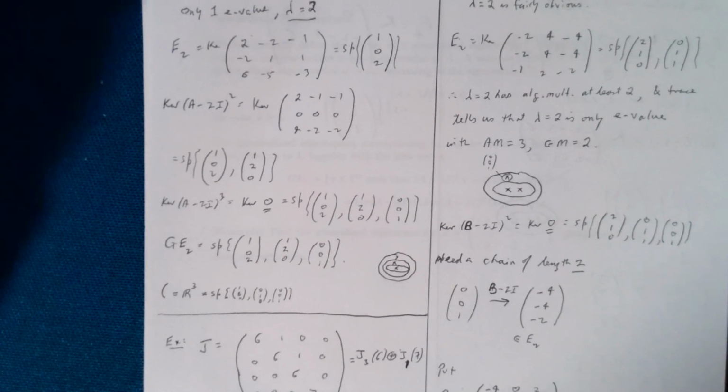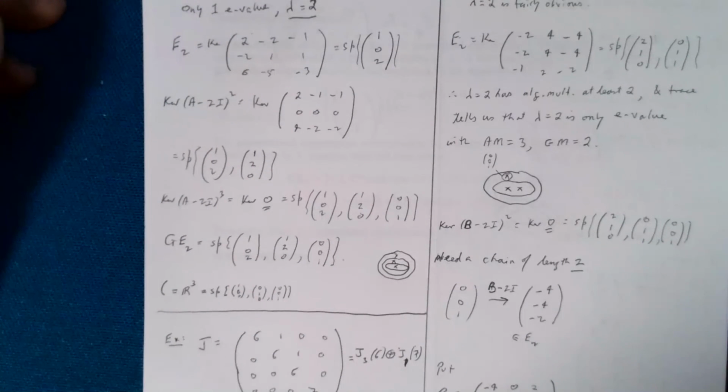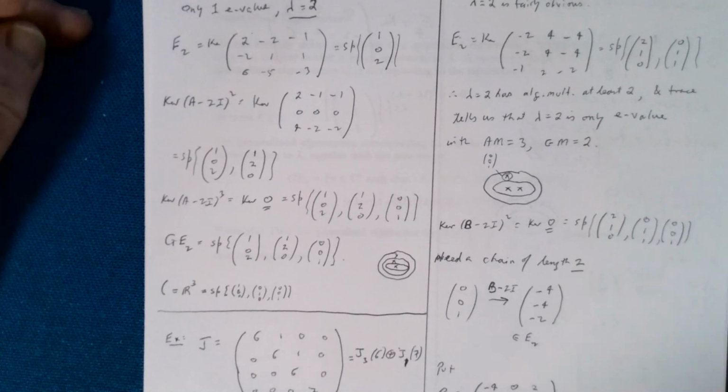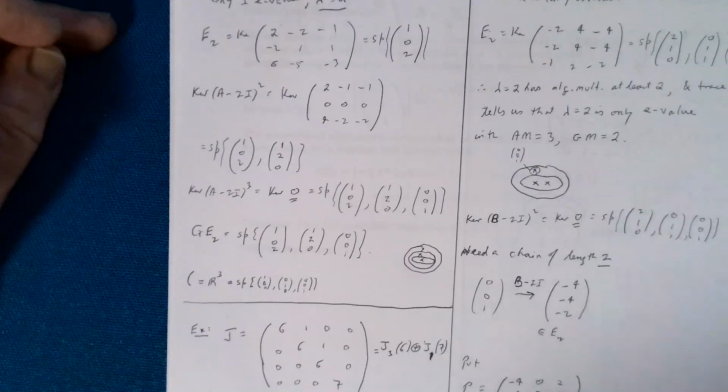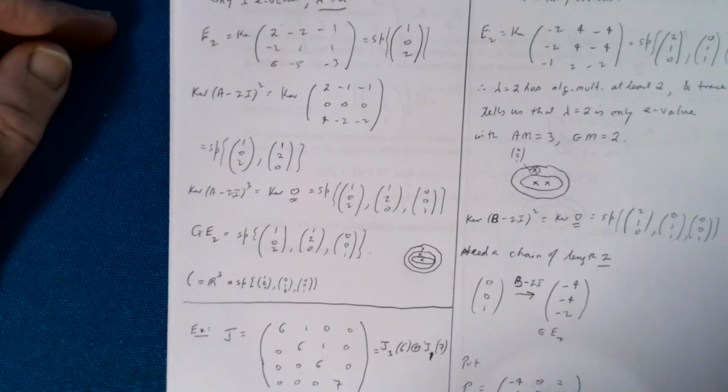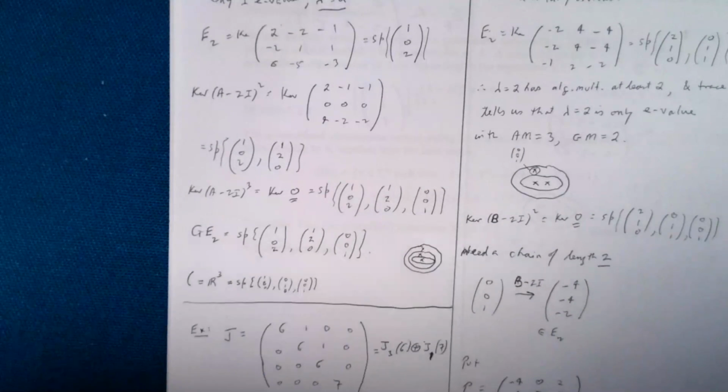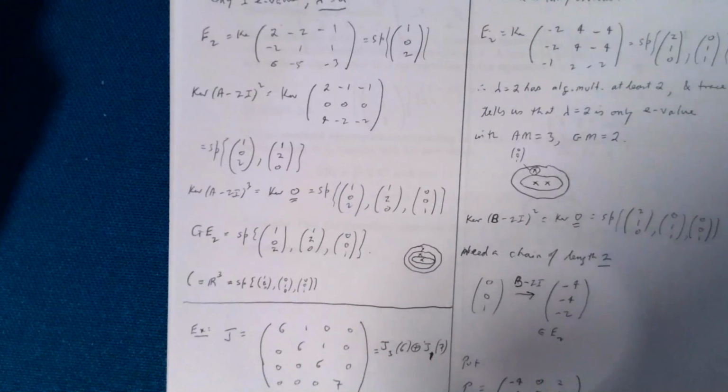In the next section, we're going to have a look at what are called direct sums to see how we can glue together Jordan forms, and that will then lead us on to finding the Jordan form of a matrix where you've got more than one eigenvalue.